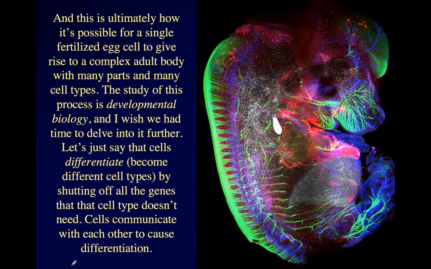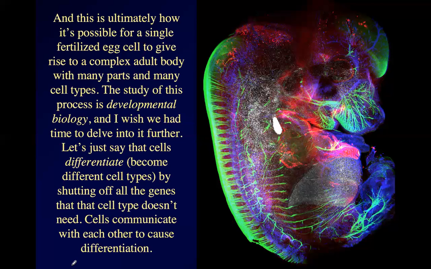Studying how this works is called developmental biology, and we just have not got time to go into it. Just an introduction to it would be a pretty advanced upper division course. Let's just say that because genes can influence each other and one gene can promote or shut down other genes, this makes it possible for cells to differentiate. You're made of roughly 200 different cell types. They all came from one fertilized egg.